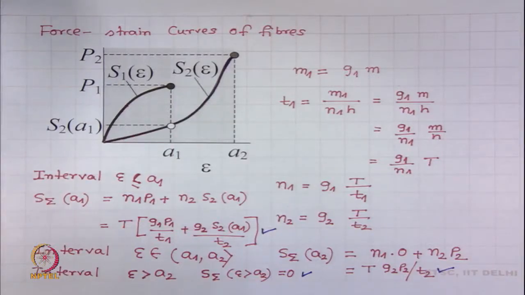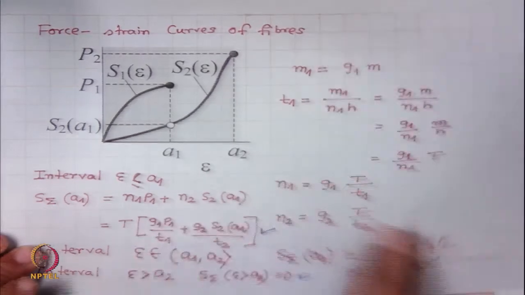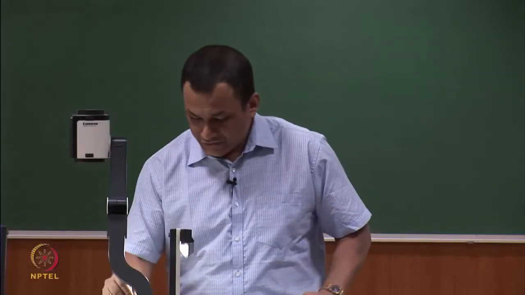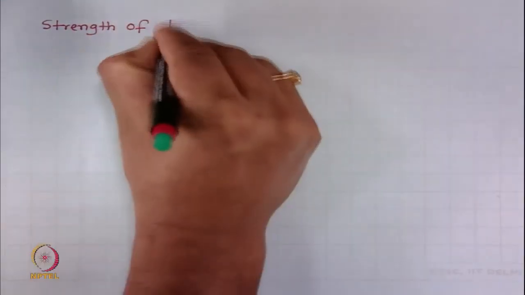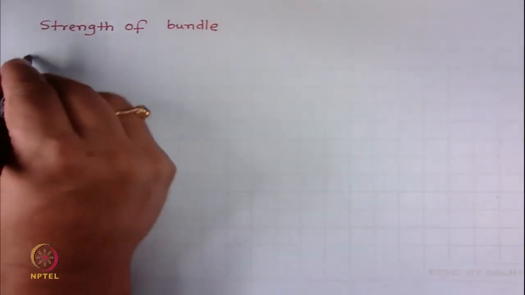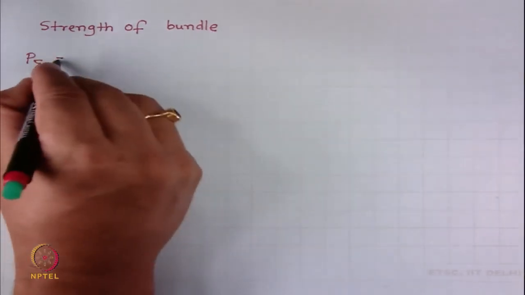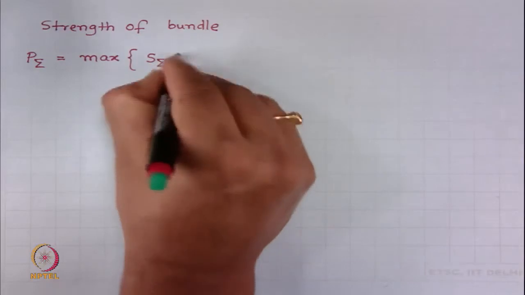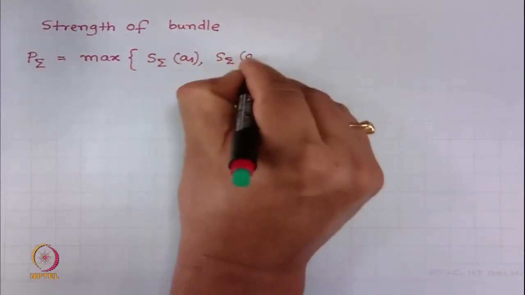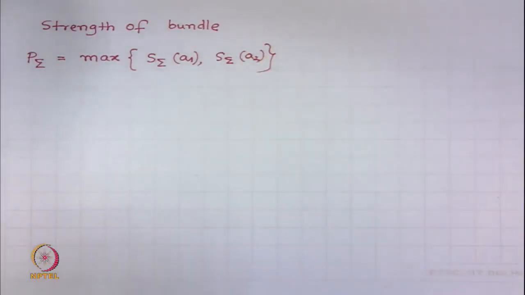So, what will be the strength of the bundle? The strength of the bundle will be the maximum of these three forces. This we can neglect, it is 0. So, the strength of the bundle will be the maximum of these two forces. So, we will write the strength of the bundle will be, this is the symbol we used earlier, maximum of A1, A2, right. So, what is that?